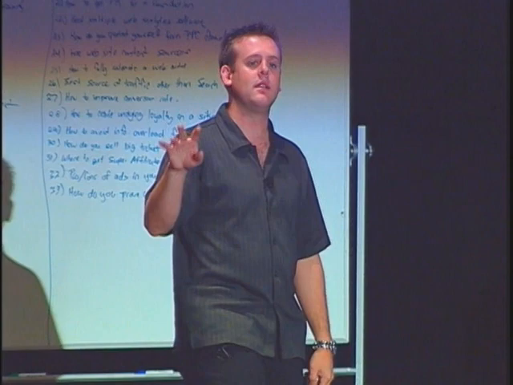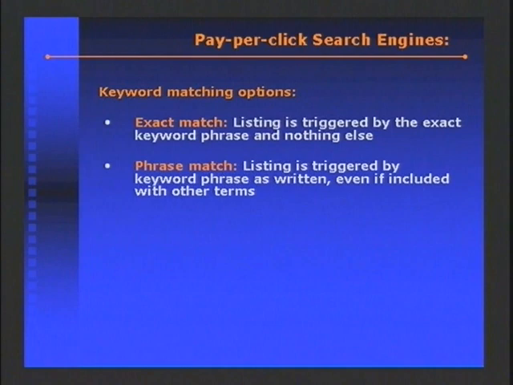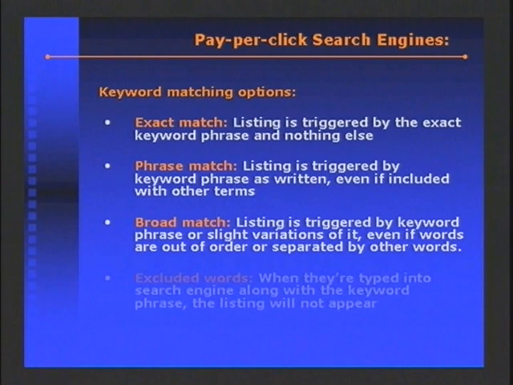All right, keyword matching options. This is another feature that Overture offers. They're very sophisticated. They have exact matches where you type in dog and that comes up. They have phrase match. If there are phrases that kind of match what yours are, they'll pull that up. They have broad matching. If your keyword is in any relation to that, they will pull yours up. Excluded words: I want a broad match, but if this word's in there, pull that out.